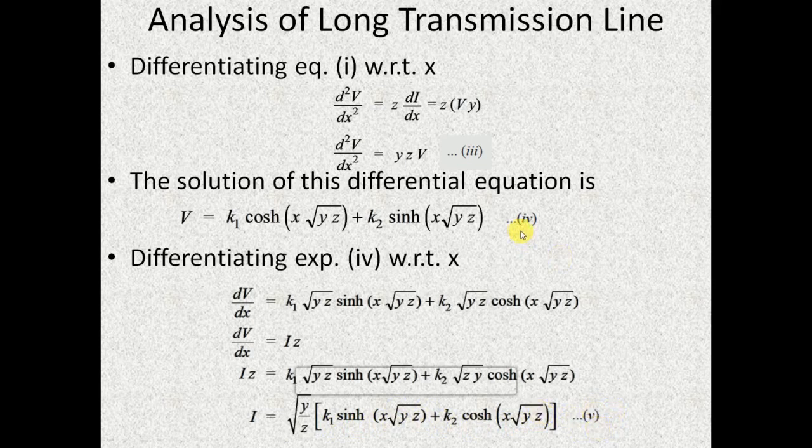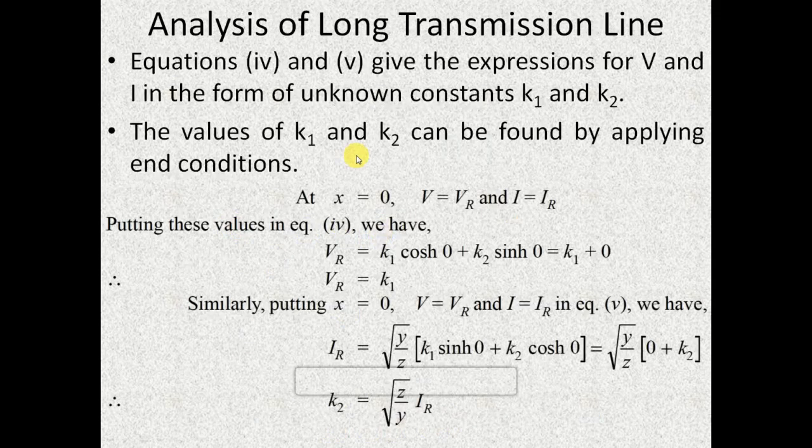Now equation 4 gives the relation for voltage and equation 5 gives the relation for current. If you see in these two relations there are actually two unknowns, that is k1 and k2. So our next aim is to determine the values of this k1 and k2. The values of k1 and k2 can be determined by applying the end conditions.